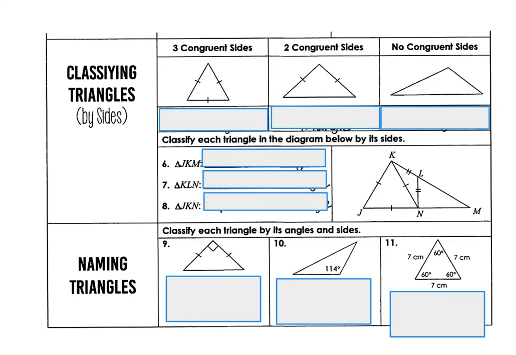We have 3 different ways here. The first way is that all of the sides are congruent. You will notice the congruent marks here. 1, 2, 3, all of them are congruent. That makes it an equilateral triangle.